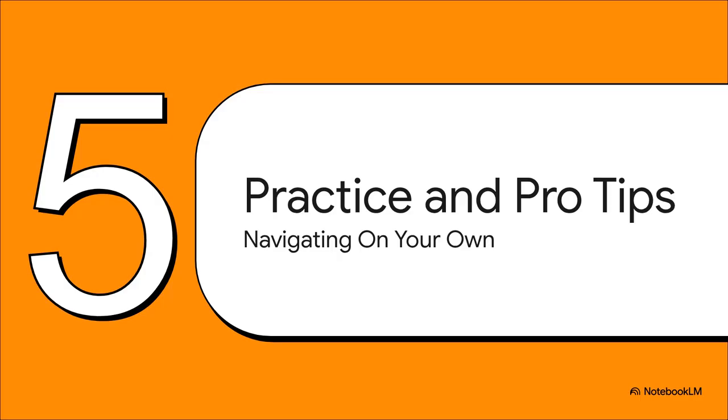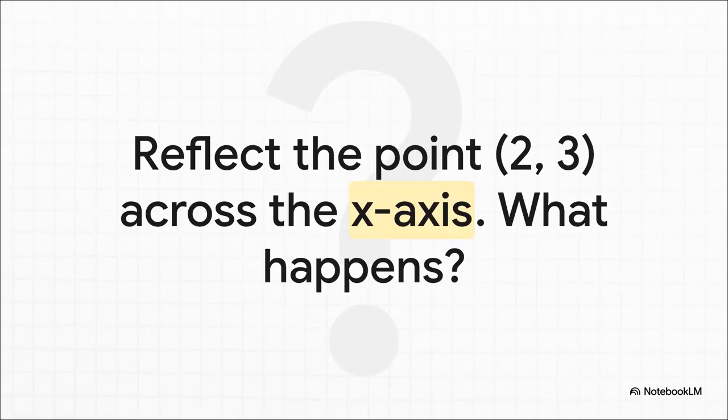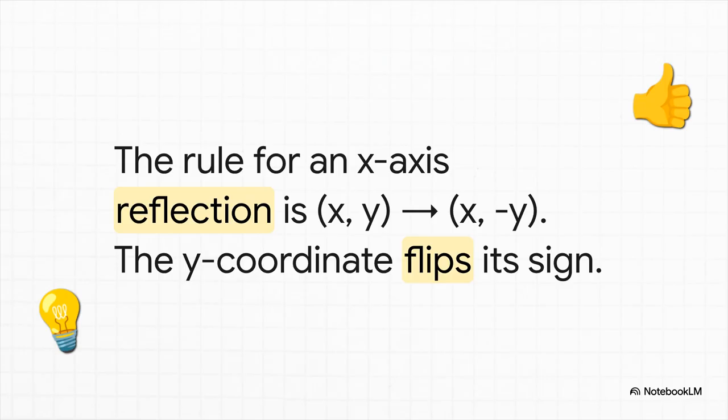Okay, you've learned all the basic moves, you're ready. Now it's time to put your new skills to the test. Let's do a couple of quick practice problems, you and me. First one, imagine you've got the point 2, 3. Now, if you reflect that point across the horizontal x-axis, what are its new coordinates going to be? Think back to that rule. I'll give you a second. Did you get 2, -3? That's it. The x value stays the same, and the y value just flips its sign from positive to negative.